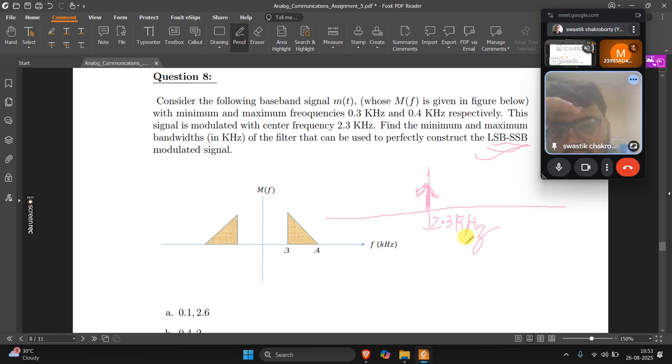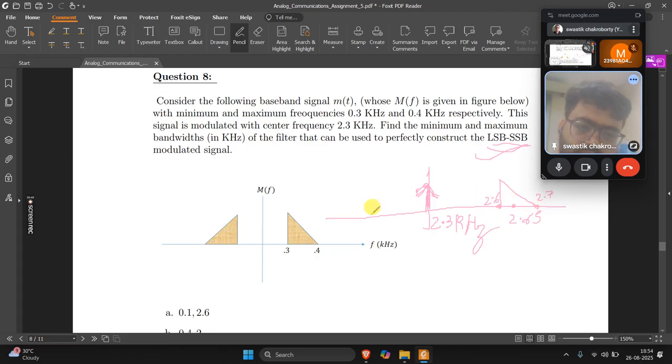Now you need two sidebands. The sideband center frequency will be the center frequency of this message, so it will be 0.35. So 2.3 plus 0.35 is 2.65. The center frequency will be 2.65, and it will go from 2.6 and end at 2.7. So 2.3, 2.6, 2.7, 2.65.